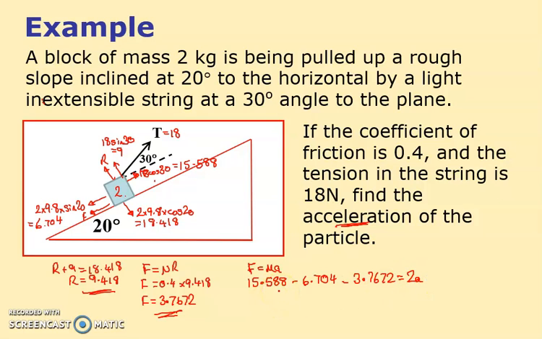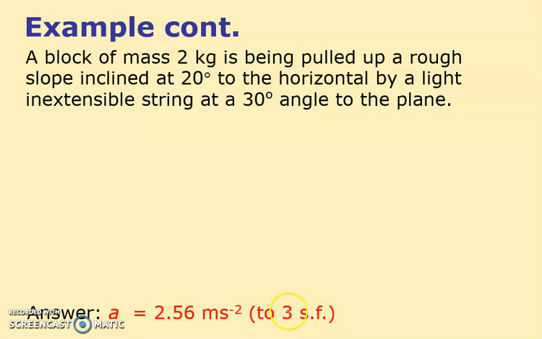So let's do this. 15.588 minus that 6.704 minus the 3.7672, and I get 5 and a bit. So 2a equals 5.1168. So when I divide that by 2, I should get 2.56. Well, this will be interesting to see if that's the answer. We did quite a lot of work to get it. Hopefully it's vaguely right. 2.56, there you go. Meters per second squared.